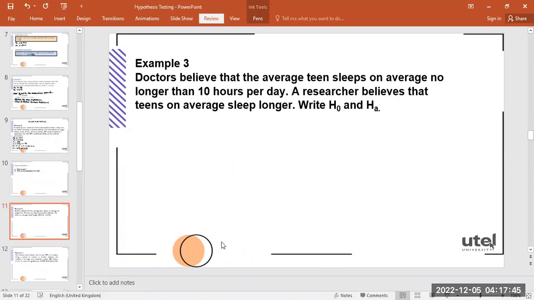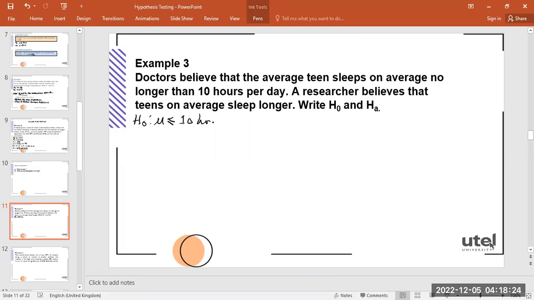Now let's look at the third example, which says doctors believe that the average teen sleeps, on average, no longer than 10 hours per day. Now a researcher believes that teens on average sleep longer. And then we are asked to write the null hypothesis and the alternative hypothesis. Now, this is generally written this way. The null hypothesis, H subscript naught, is such that mu is going to be less than or equal to 10 hours.